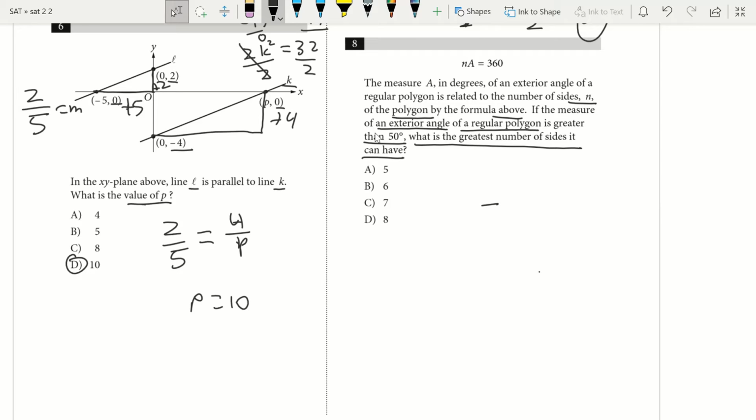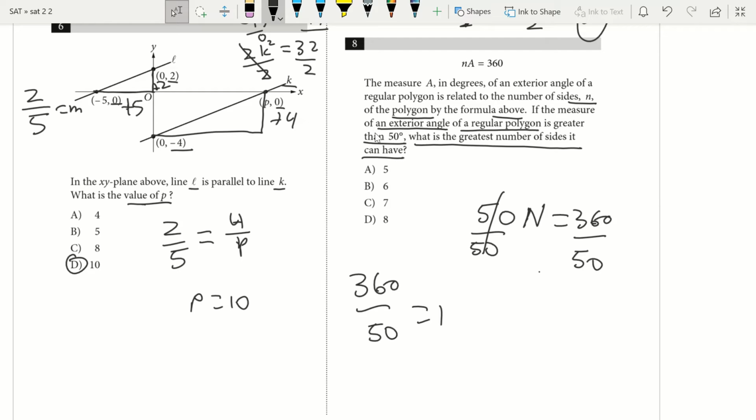So let's say our exterior angle is 50 degrees. So we'll have 50 times n equals 360. We'll divide both sides by 50. So we get n all by itself. So now we have 360 over 50 equals n, 360 over 50, right?